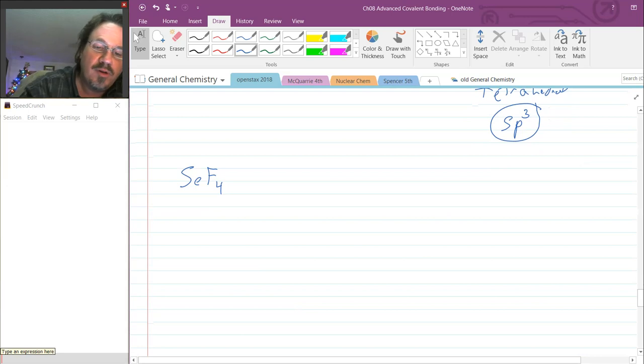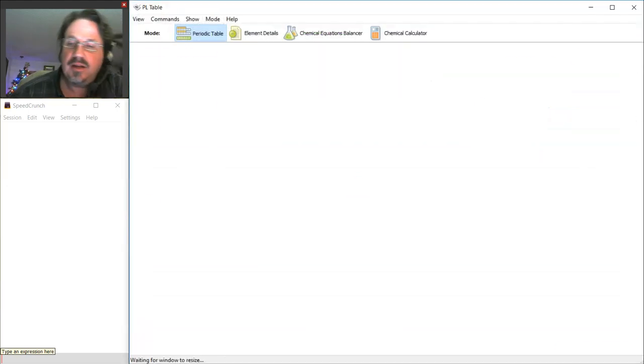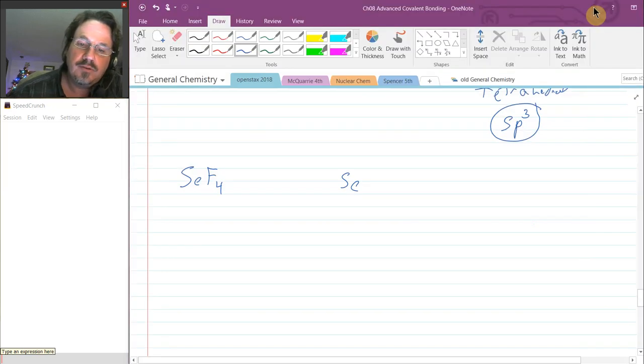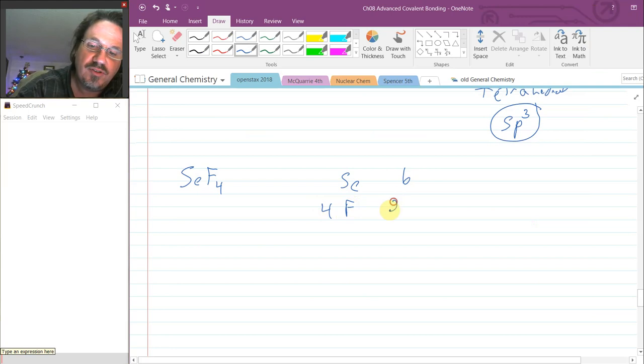Let's try one more. Selenium tetrafluoride. So selenium, let's look at the periodic table for that one. Selenium is right down here underneath sulfur, so that has 6 valence electrons. So Se has its 6, and I've got 4 fluorines. Each one of those is 7, so that's 28. No charge on this one, so that's 34 total electrons.